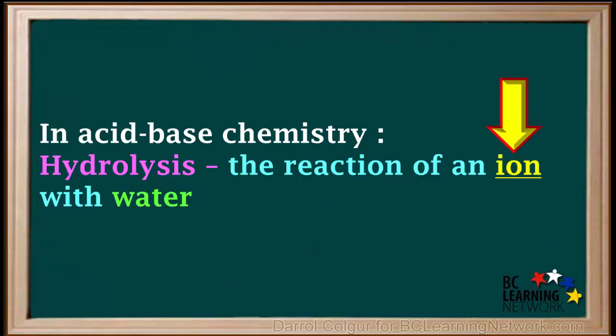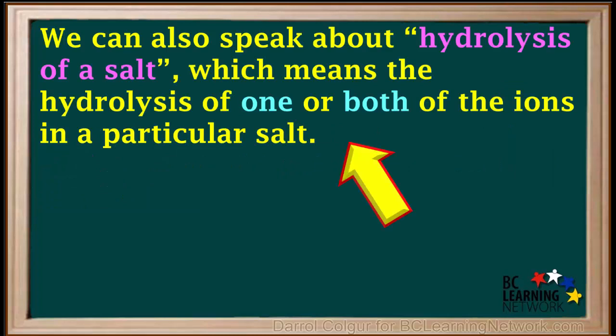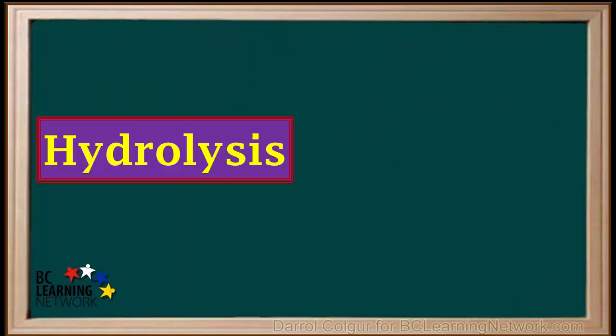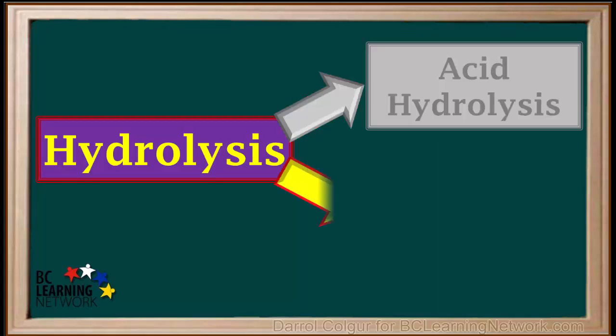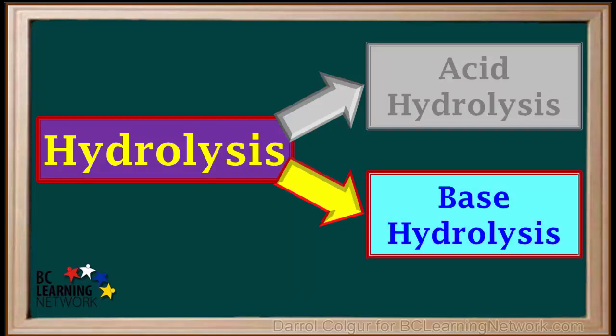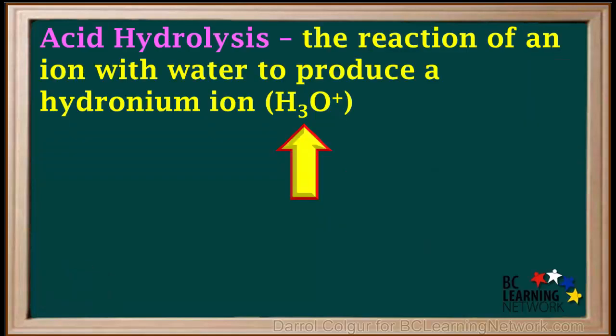It is important to remember that hydrolysis is always the reaction of a charged ion with water, not a neutral species with water. We can also speak about hydrolysis of a salt, which means the hydrolysis of one or both of the ions in a particular salt. There are two main types of hydrolysis: acid hydrolysis and base hydrolysis. Acid hydrolysis is the term we use for the reaction of an ion with water to produce a hydronium ion.